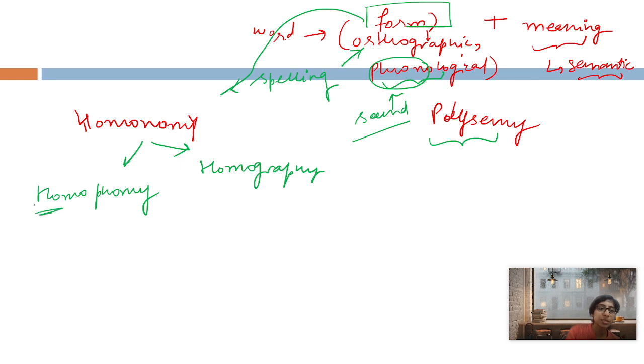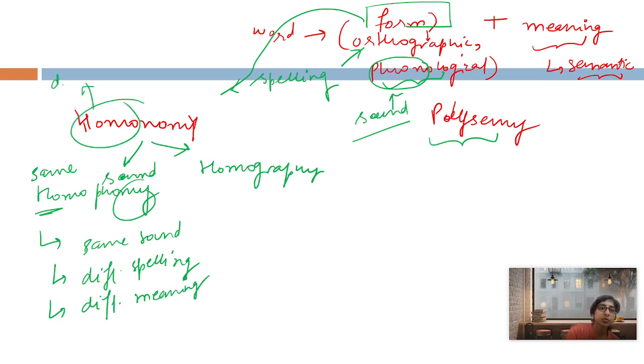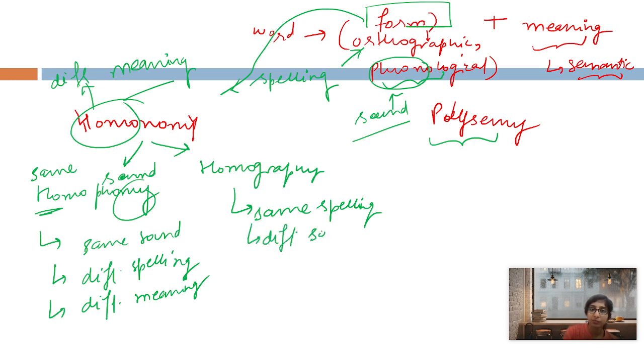Homo means same, and phony means sound. Is it clear to all? Homo means same and phony means sound. So here the words will have the same sound. It can have different spelling. The only criterion is that the sound should be the same, and it will always have different meanings. In case of homonymy, we are always going to have different meanings of the same word. And in homography, you will have the same spelling, different sound, and different meaning.